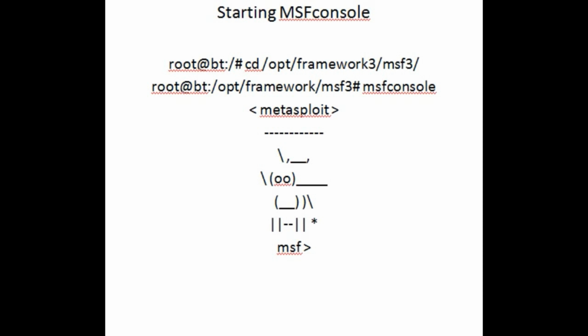Name RHOST, current setting 0.0.0.0, required yes, description the target address. Name RPORT, current setting 445, required yes, description set the SMB service port. Name SMBPIPE, current setting BROWSER, required yes, description the pipe name to use (BROWSER, SRVSVC). You can see that the module requires three options: RHOST, RPORT and SMBPIPE.